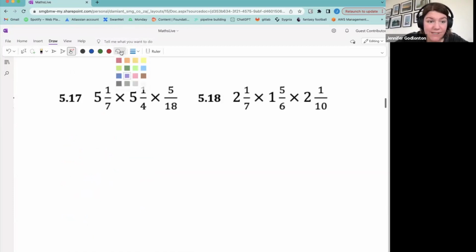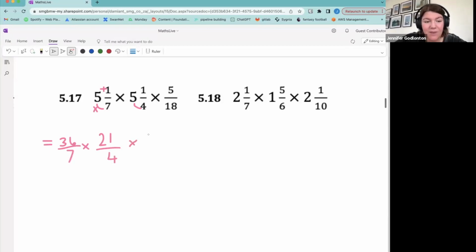Okay, so first step is we want to make everything improper. So we got to make them improper fractions. So let's keep that step the same. So we're going to say 7 times 5 is 35. 35 plus 1, that's our plus, that's our times, gives us 36. So we're going to have 36 over 7. That's our first fraction. Okay, times 4 times 5 is 20, plus 1 is 21 over 4. Okay, times, and then we have our 5 over 18.